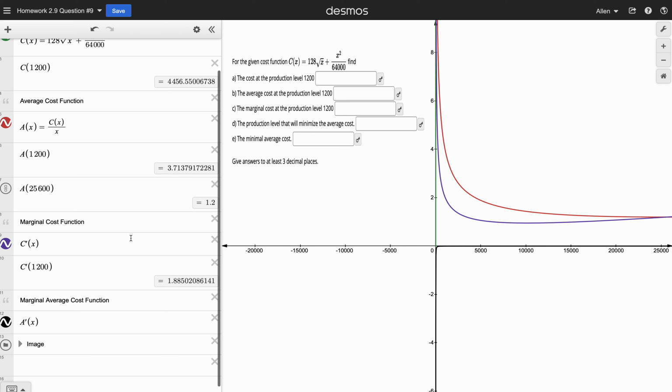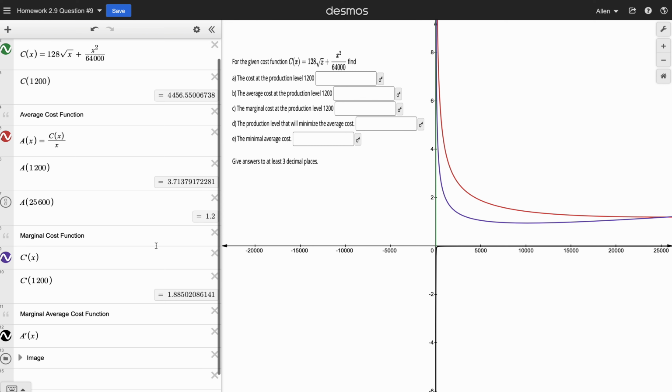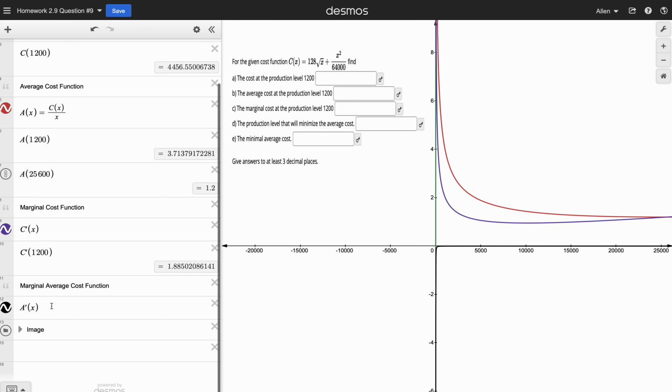They also ask for the marginal cost at 1200. In other words, what's the cost for the next item, for 1,201? Even though the average was $3.71, the cost for the next one is only $1.89. And then finally, they wanted to know what production level would minimize the average cost. To do that, first I had to graph the derivative of the average cost and look for the critical number, right? Which was 25,600. I had to look to see where that graph crossed the x-axis.